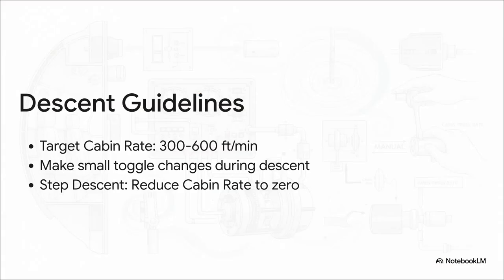All right, the descent. This is where you really need some foresight so you don't pop everyone's ears in the back. A standard descent is basically the climb in reverse. You want to aim for a comfortable target cabin rate of descent of about 300 to 600 feet per minute. You achieve this with very small toggle changes as the aircraft drops. Oh, and here's a massive tip. If ATC throws a step descent at you, you absolutely must reduce your cabin rate to 0 during those level-offs. Do not let the cabin keep descending if the aircraft is flying level.